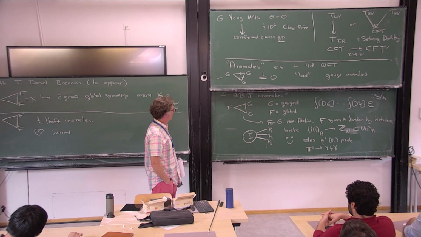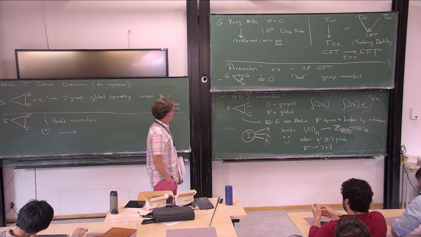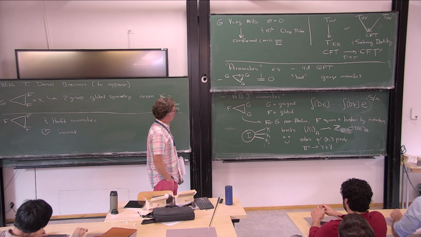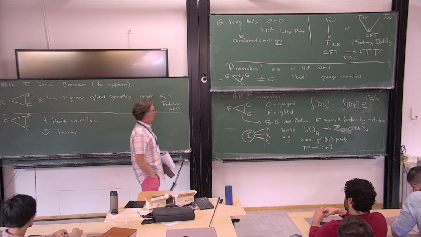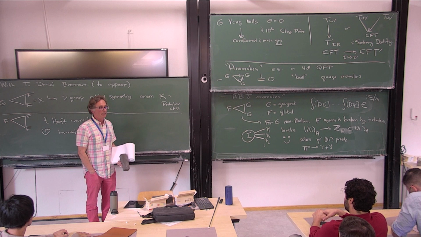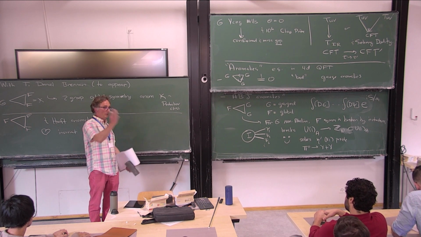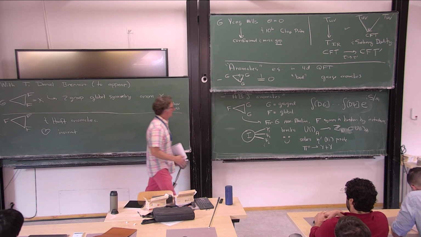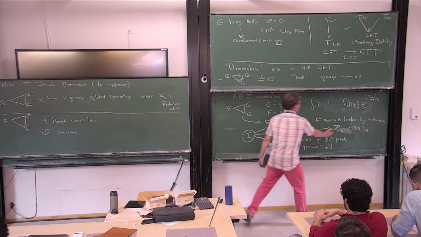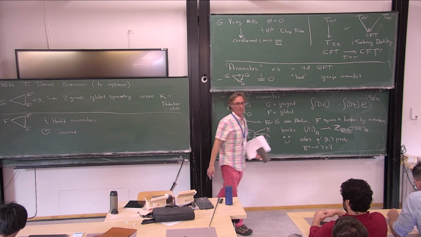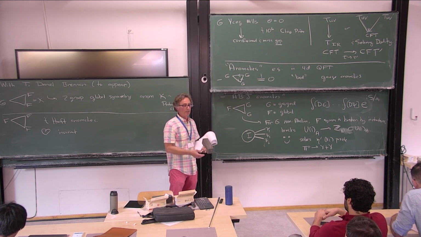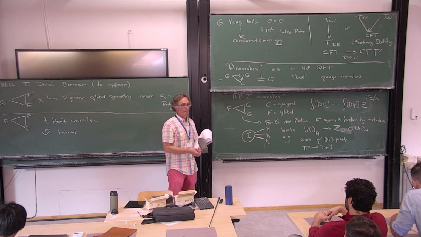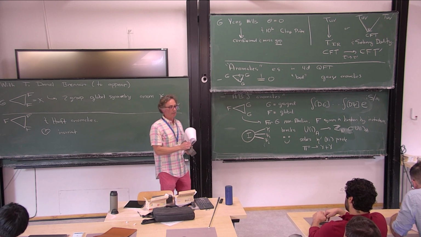I'm trying to think if... you could certainly do that. I'm not thinking of an application where it's helpful. If you didn't want that bulk theory, then you would just say this U1 is broken to some discrete subgroup, and that's not really a big deal. But if you really wanted to keep the full U1, maybe you could do something like that. But I'm not thinking of what it actually buys you.